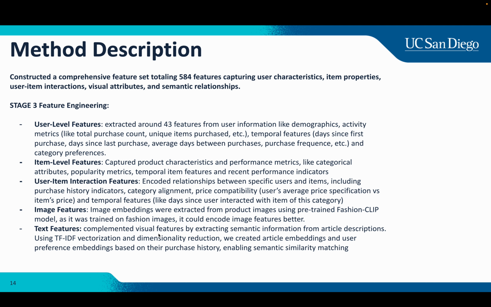And for the text features, I used complementary features, the semantic information from the article descriptions, using TF-IDF factorization and dimensionality reduction. Dimensionality reduction was performed using PCA, and we created article embeddings along with image embeddings.